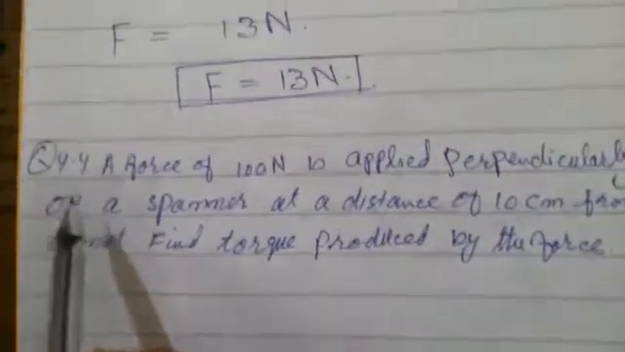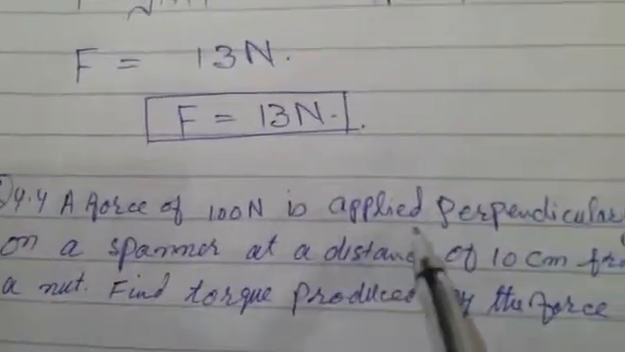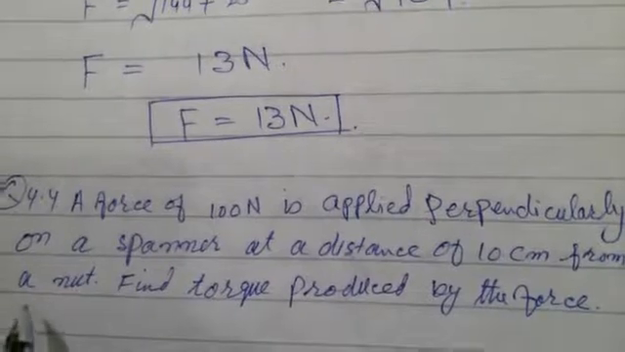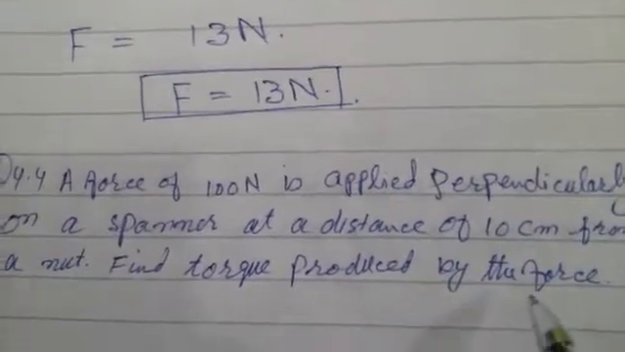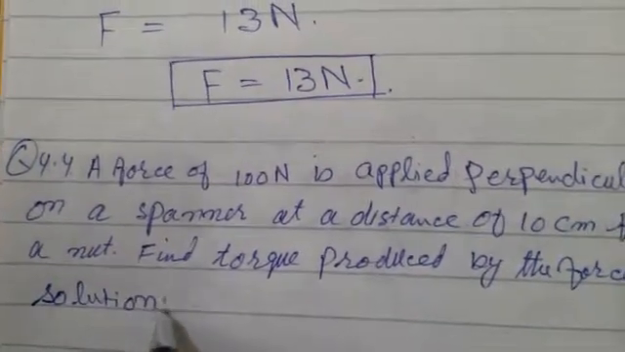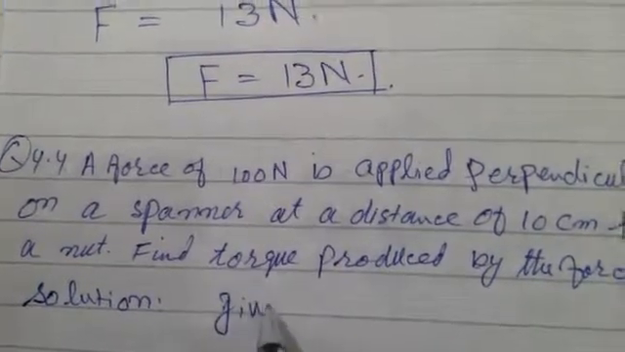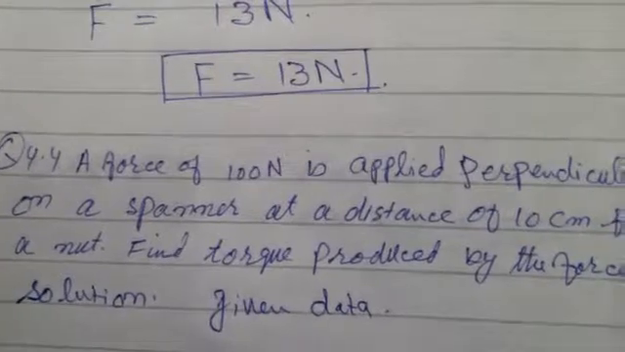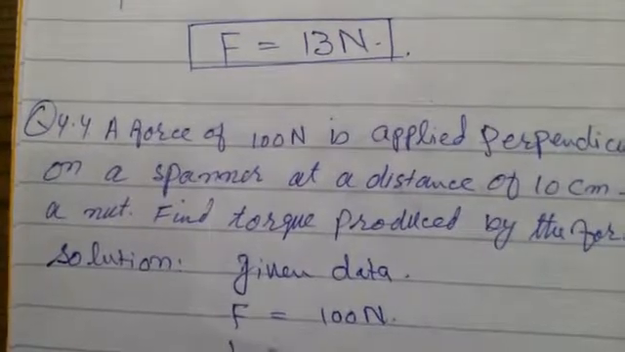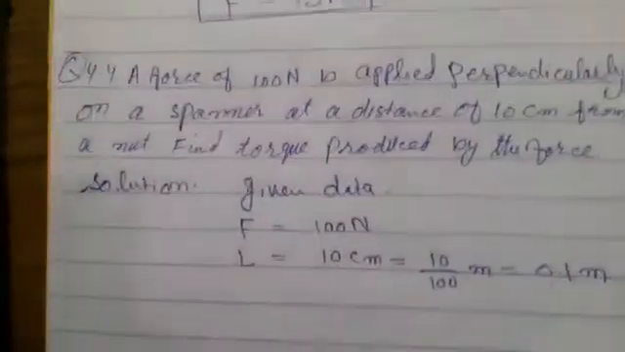Next question is 4.4. A force of 100 Newton is applied perpendicularly on a spanner at a distance of 10 cm from a nut. Find torque produced by the force. Let's solve this. Given data, F is equal to 100 Newton, L is equal to 10 centimeter, which is equal to 10 over 100 meter, and is equal to 0.1 meter.